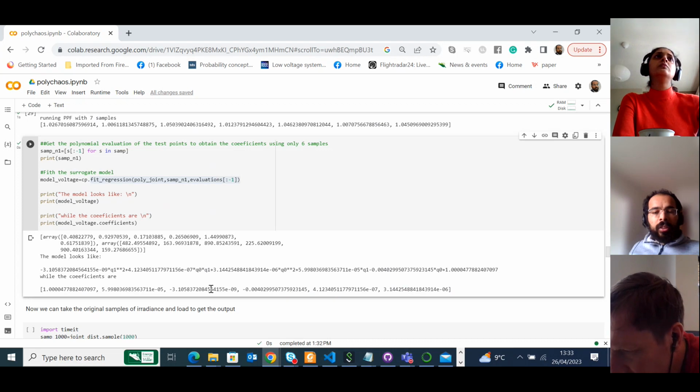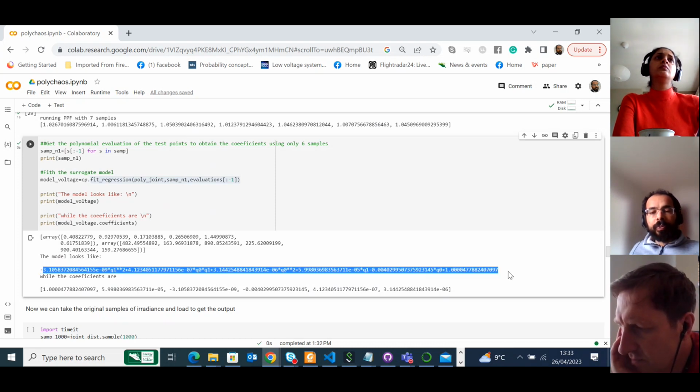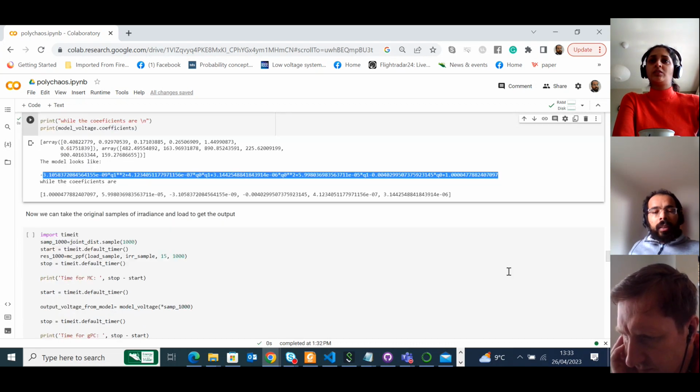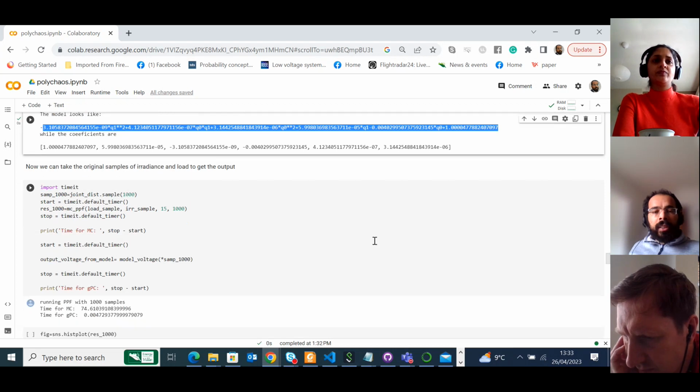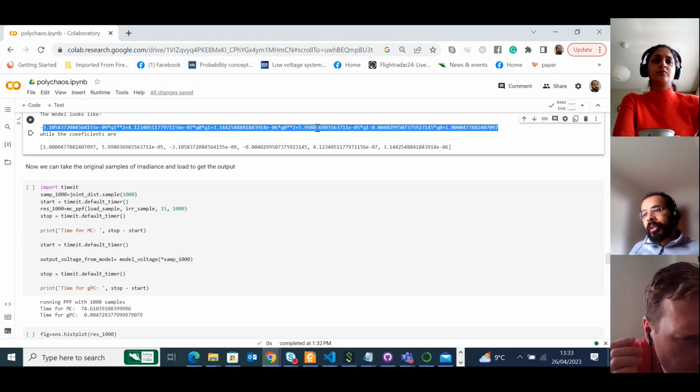So we found these 6 coefficients, and if you write the 6 coefficients along with the polynomial defined, you will ultimately find this polynomial. Okay. And the next thing we do is we pass a lot of samples through this polynomial. So now we have the surrogate model of our system to calculate our quantity of interest.